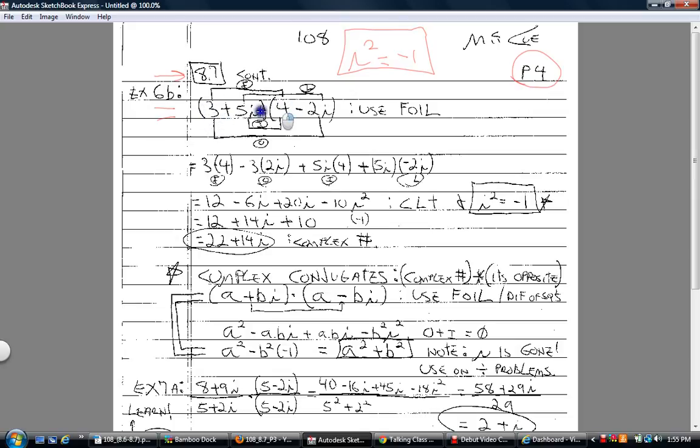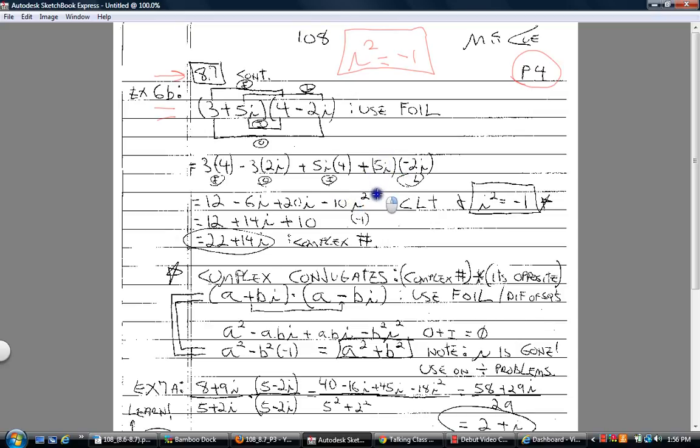You can say 3 times 4 is 12. First, outer would be 3 times negative 2i. Inner would be 5i times 4. Now I'm writing these all out in painful details. Last is 5i times a negative 2i. So I write them out in details, I execute, multiply, 3 times 4, 12. Negative 6i, 5 times 4 is plus 20i, and finally, watch this, negative 10i squared. 5 times negative 2, negative 10, i times i squared.